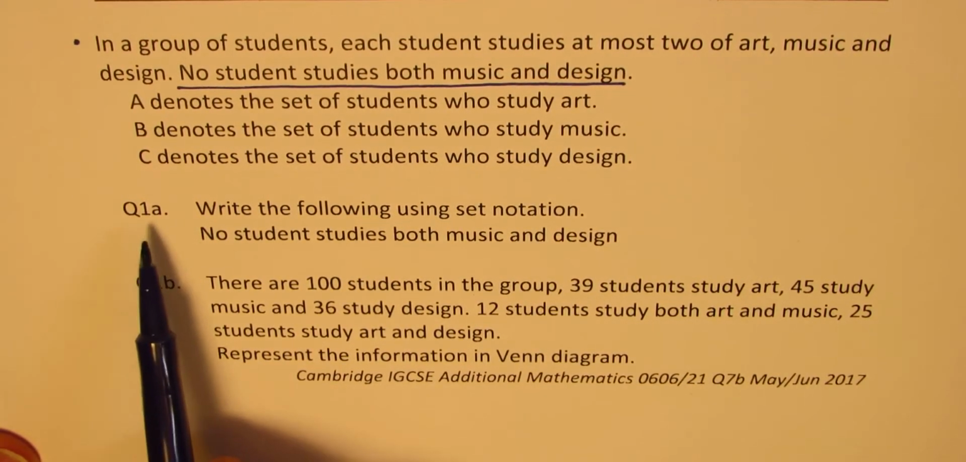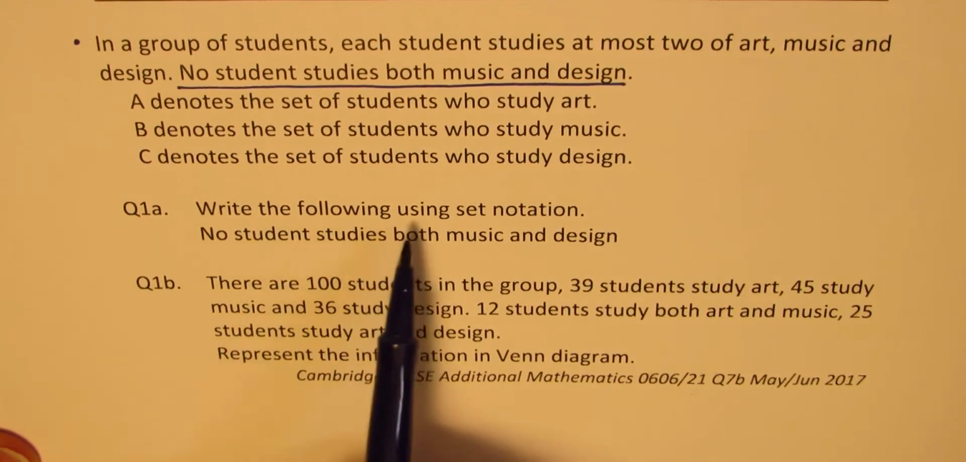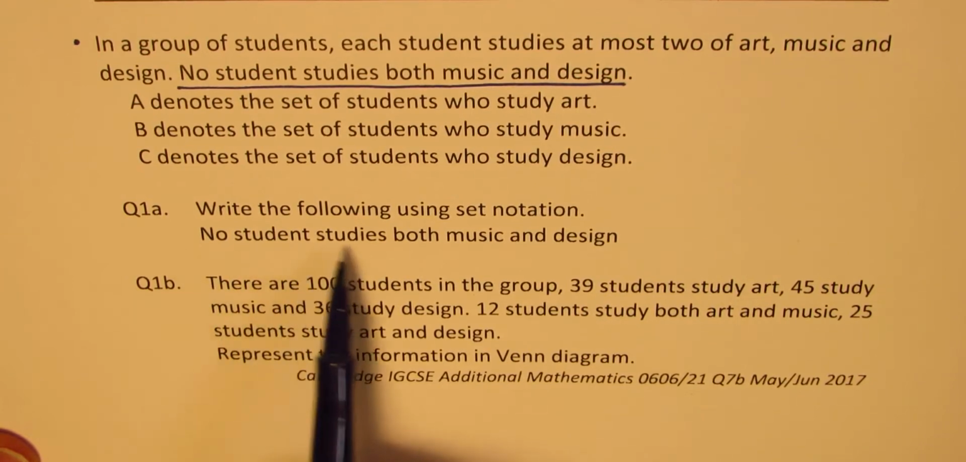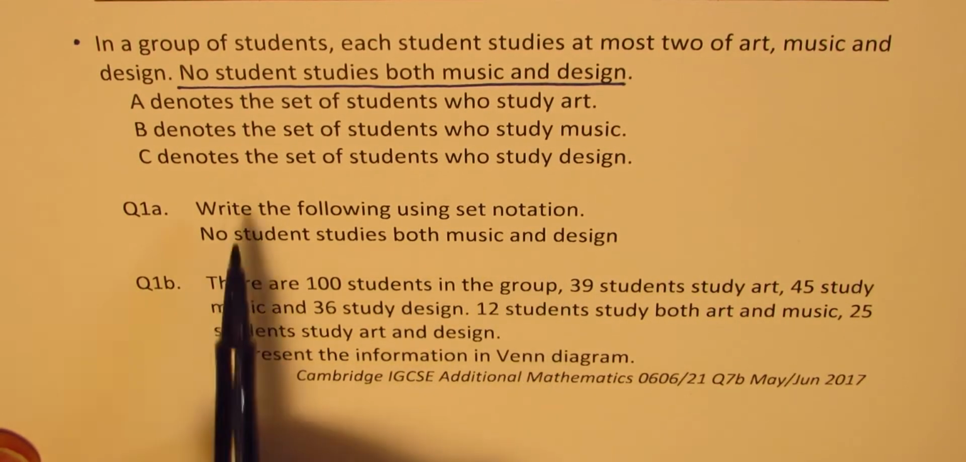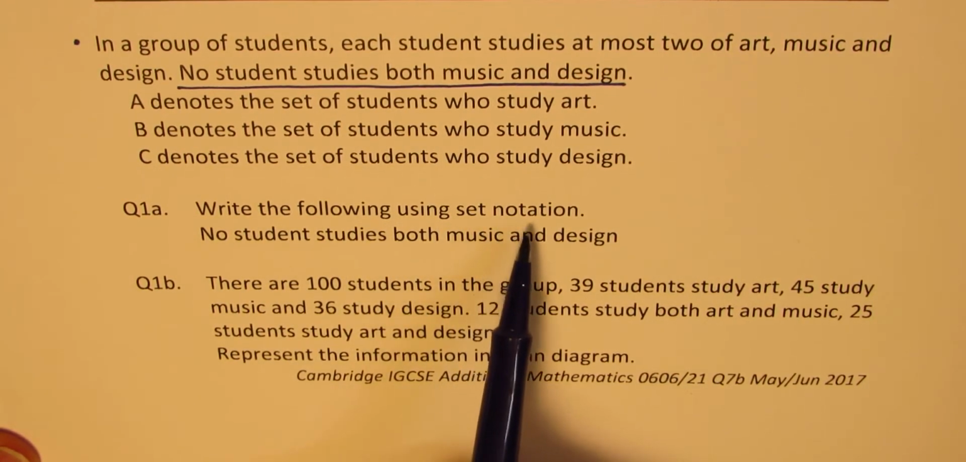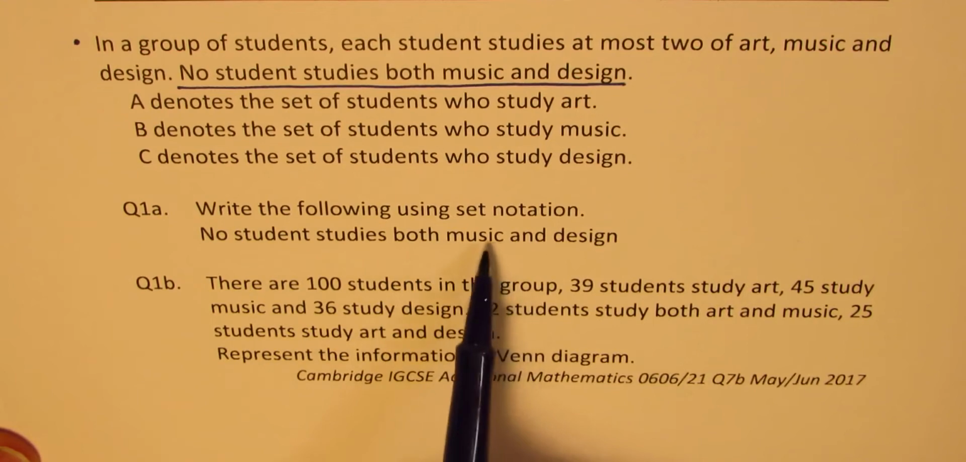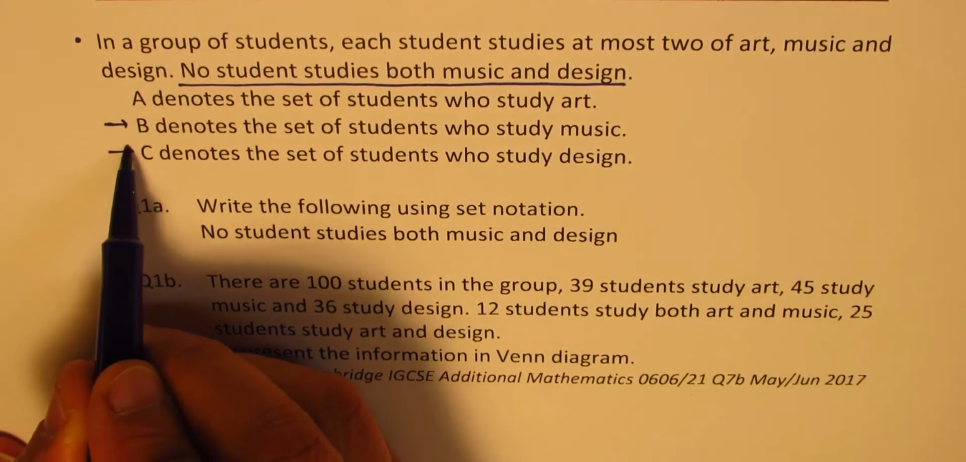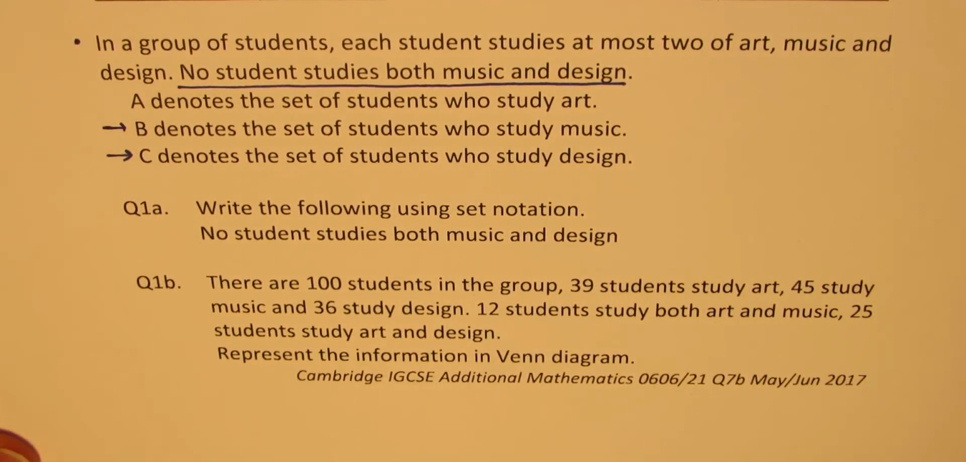Question 1 is: write the following using set notation. It says no student studies both music and design. So we need to write this using set notation. No student studies music and design. How will you write it? Music and design, we are given the symbols B and C. That basically means that the intersection of B and C is 0, so there is nothing in the intersection of these two.